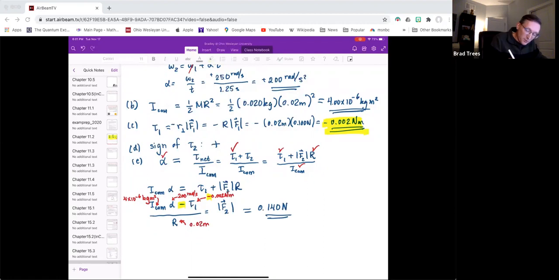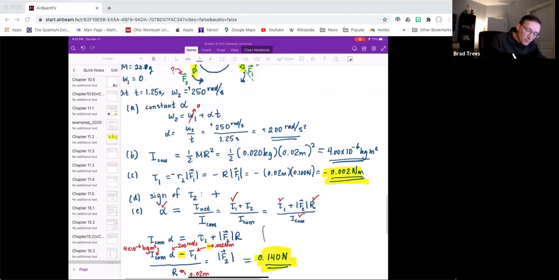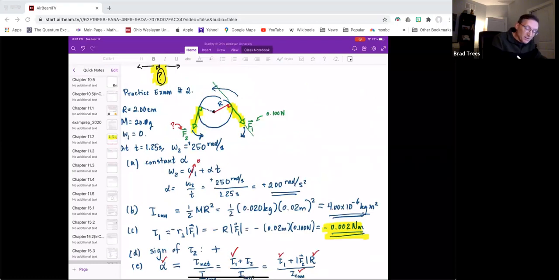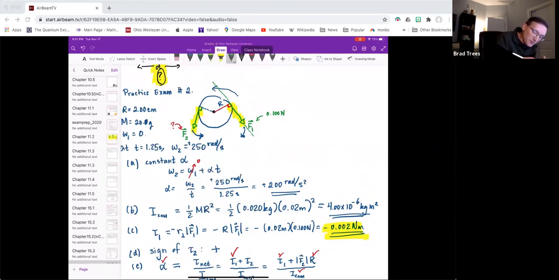Now I know that that F2 magnitude that I just got has got to be bigger than the F1 magnitude, and that was 0.1 newtons, because the whole thing rotates counterclockwise, and that's the way F2 wants to go. In other words, F2 is winning. So yes, F2 is going to have a bigger magnitude than F1. And what we found is that F2's magnitude is 0.14 newtons, and indeed bigger than F1's magnitude. Okay, that's practice exam question 2. Any questions about how I did that?